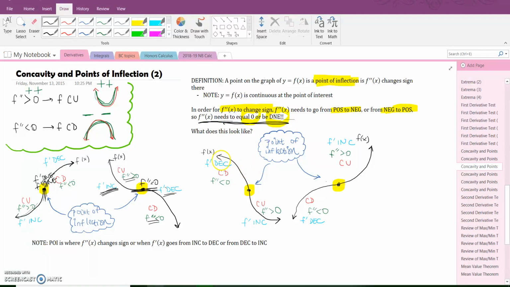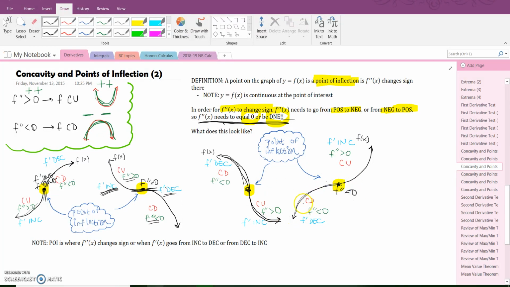Okay, here we have concave down to concave up. The derivative is decreasing. The slopes are getting more negative. The derivative is increasing. The slopes are getting less negative. Point of inflection. Here the second derivative doesn't exist. Here the second derivative is 0.